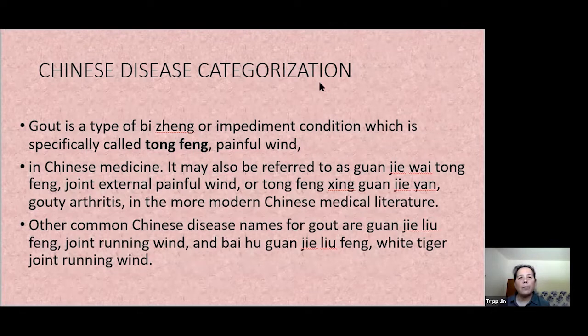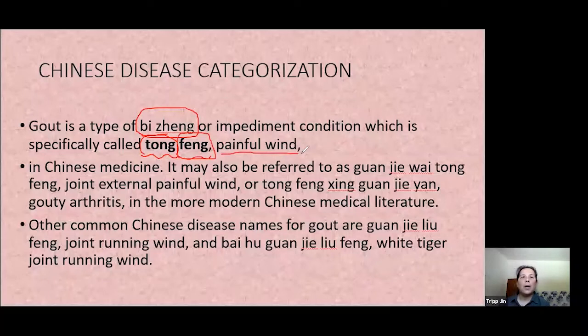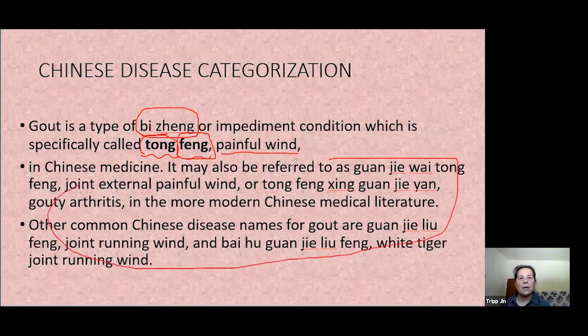Now we move into TCM. TCM basically still belongs to Bi syndrome. Joint pain, especially when it is more painful, may be called painful Bi. That is Tong Feng: Tong is painful, Feng is the wind causing the problem. Painful wind. But for TCM, we name the illness by different symptoms, so we also have some other names, but mainly we call it Bi syndrome or Tong Feng.